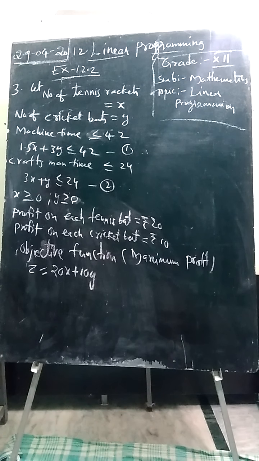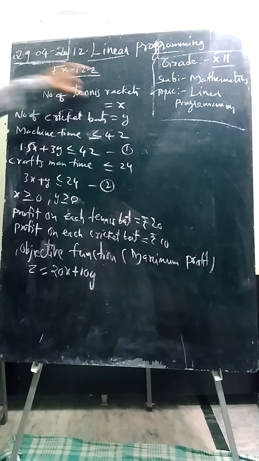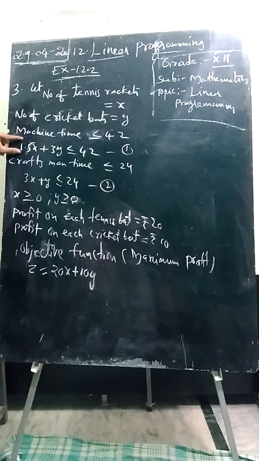First we will frame the equations for machine time and craftsman time. Craftsman time, why? Because after preparing the tennis racket shapes, they need to fit the net and the cover also for the handle. So that is called craftsman time. Machine time means for preparing the racket. For preparing a tennis racket, it takes only 1.5 machine time.